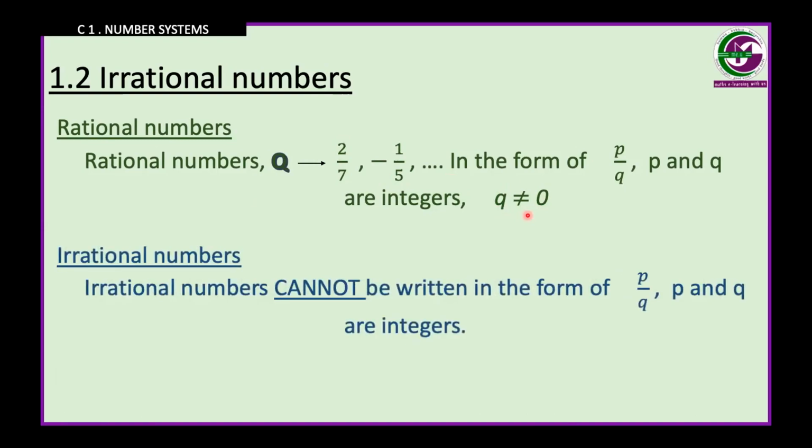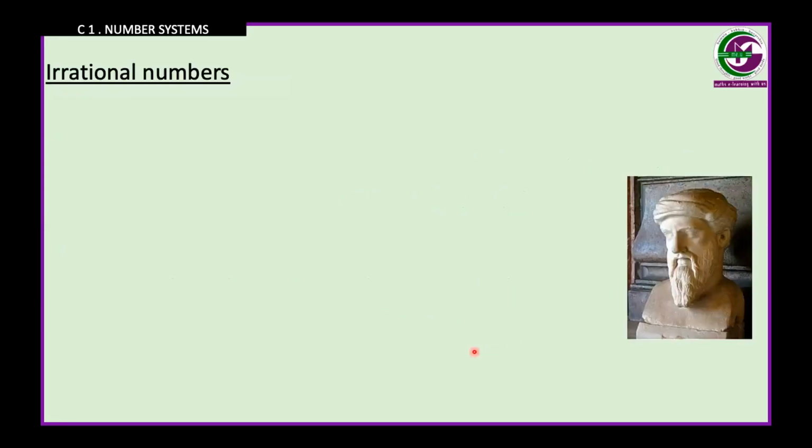Now, today we will move to the new part, which is irrational numbers. It's the opposite of rational numbers. So we cannot write the number in the form of p by q. This is called an irrational number: a number which cannot be written in the form of p by q, where p is the numerator, q is the denominator, and they are integers. Let's see in detail what they are.